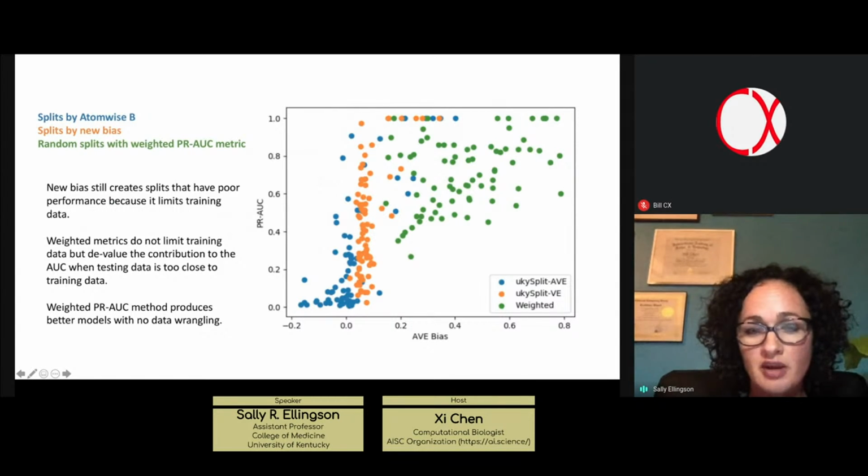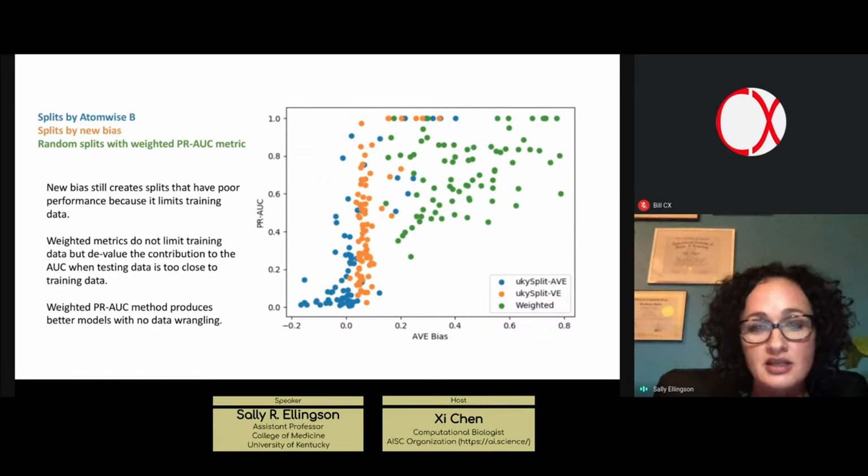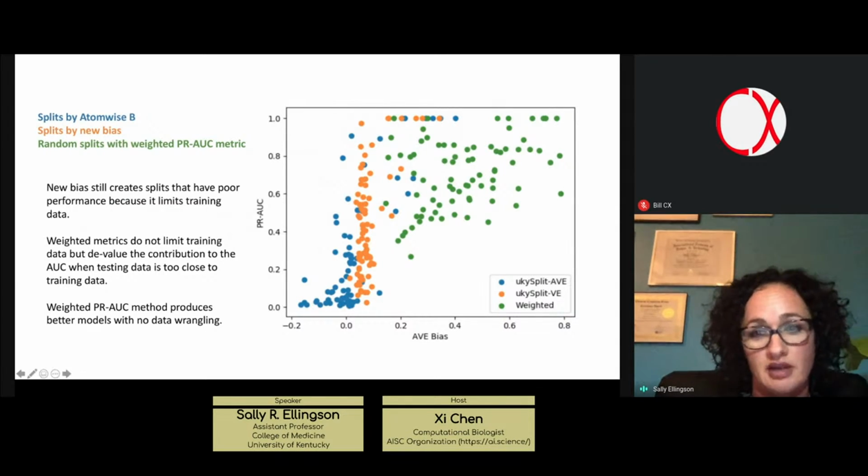The blue with the original bias score, most of them are under 0.5 PRAUC. With our orange, we do get some above it, but still most of them are below it. But then with our green, most of them are above 0.5. And the reason for this is that we're not limiting our training. Any data can be training data, but then the contribution to the PRAUC is downweighted if it's very close to something in the training. So we're not limiting what we can learn from, but we're having a more reliable PRAUC that can produce better models with no data wrangling.